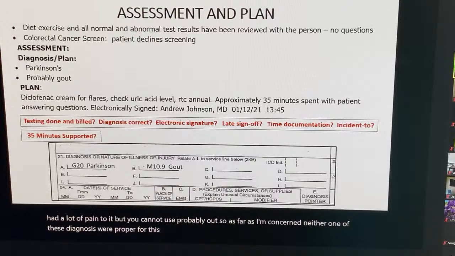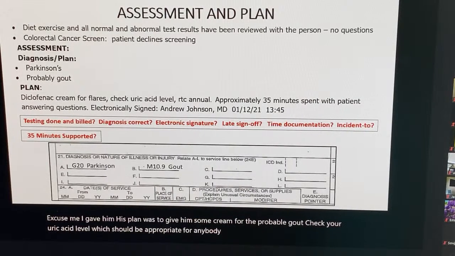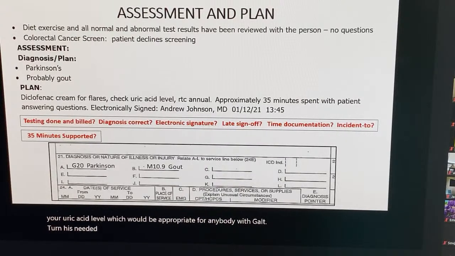So his plan was to give him some cream for the probable gout. Check your uric acid level, which would be appropriate for anybody with gout. Return as needed, and approximately 35 minutes were spent with the patient answering questions.